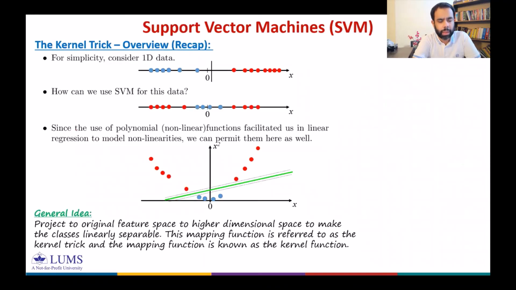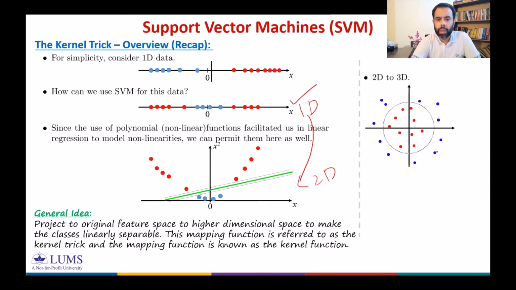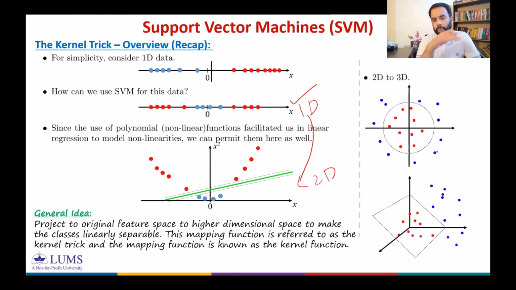We have shown you earlier that if we have classes that are not linearly separable, we can project the data to a higher dimensional feature space to make the classes linearly separable. The data here is 1D. We projected it to 2D such that the classes are linearly separable. We also saw the example for the 2D case. Data in two-dimensional feature space is not linearly separable, but if we project to three-dimensional feature space, we can have hyperplanes separating these two classes, right?